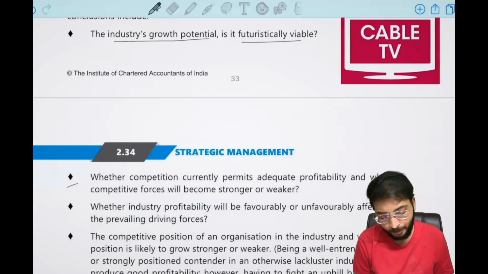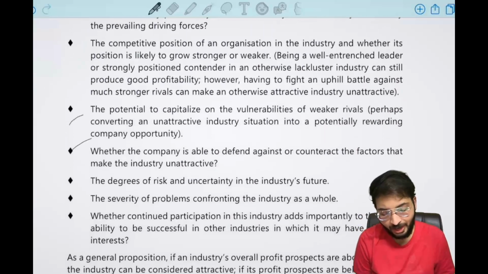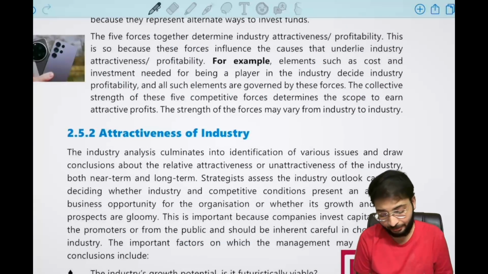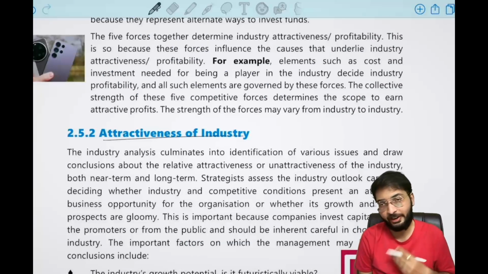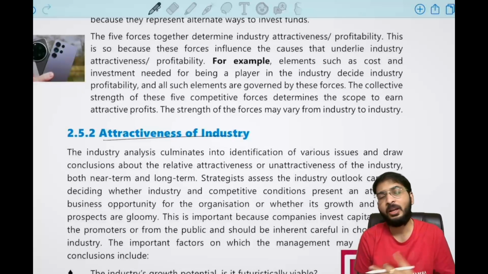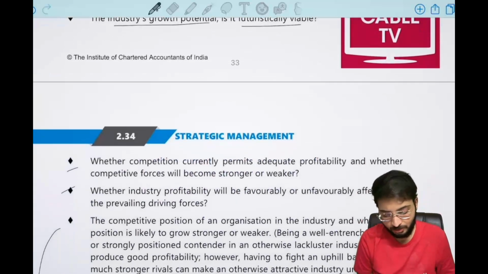Like that, you have a couple of factors where you have to check and finally take a decision whether this particular industry is an attractive industry or a non-attractive industry. If it is an attractive industry, you can enter into that business. If it is non-attractive, you cannot enter into that particular business.